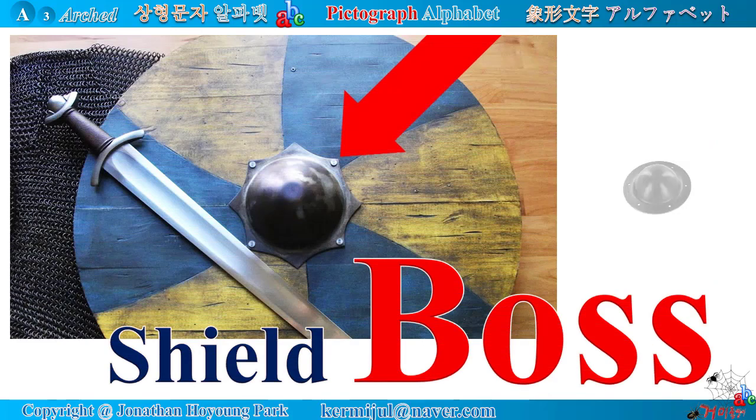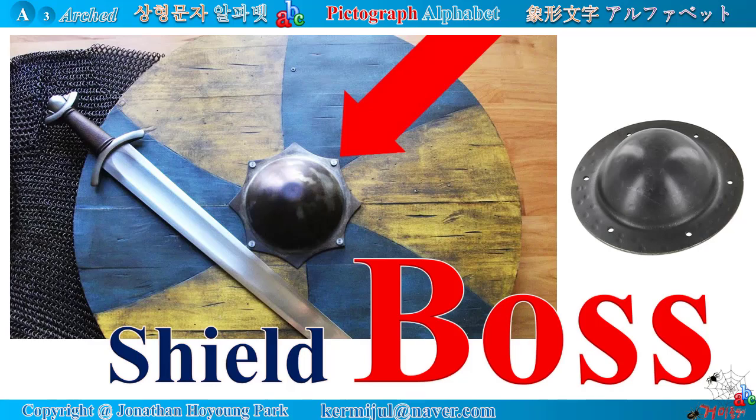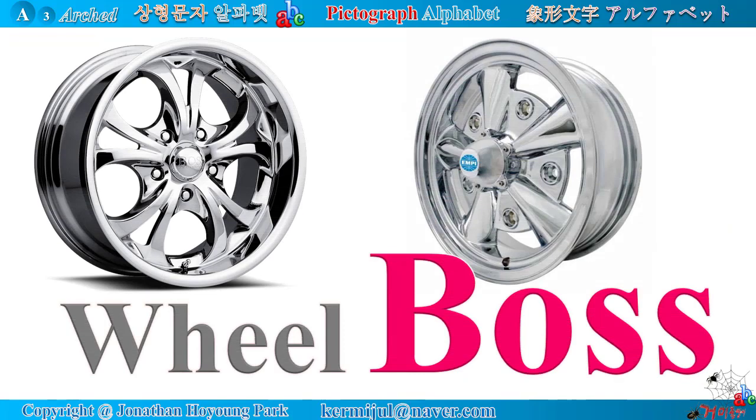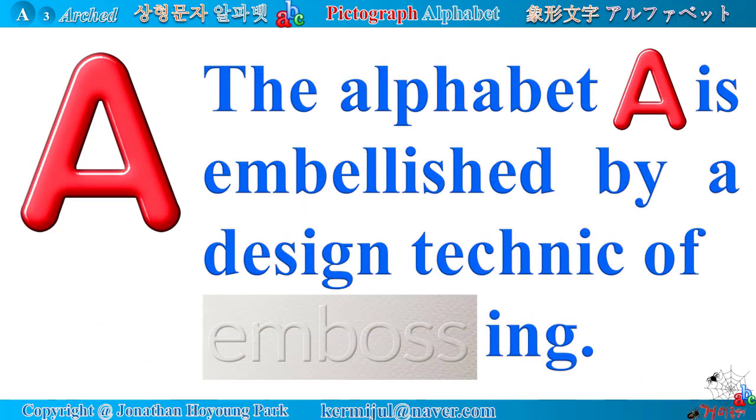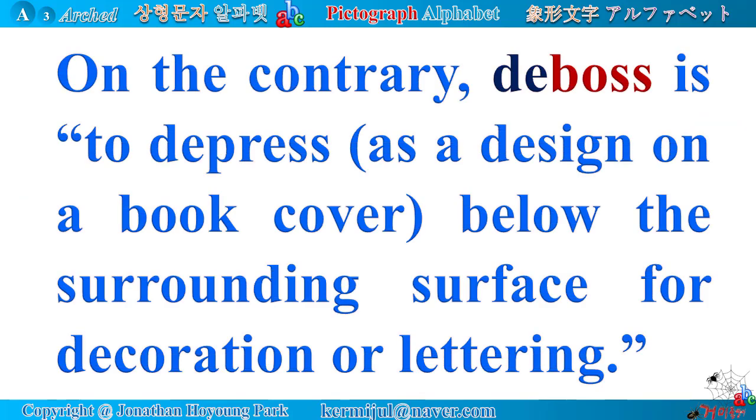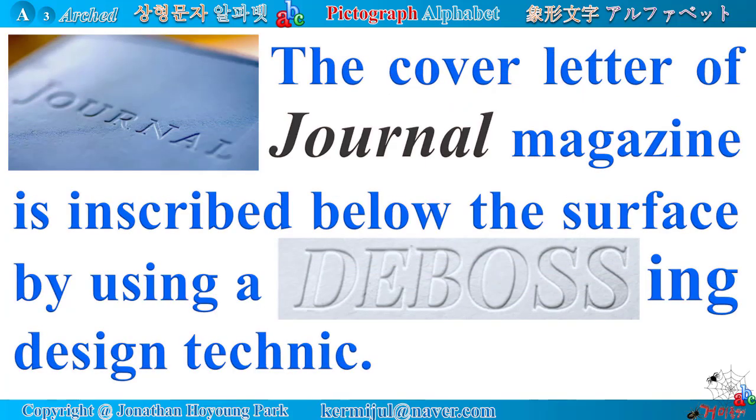Shield boss. A shield boss looks bulged. Wheel boss. The alphabet A is embellished by a design technique of embossing. On the contrary, deboss is to depress, as a design on a book cover, below the surrounding surface for decoration or lettering. The cover letter of a journal magazine is inscribed below the surface by using a debossing design technique.